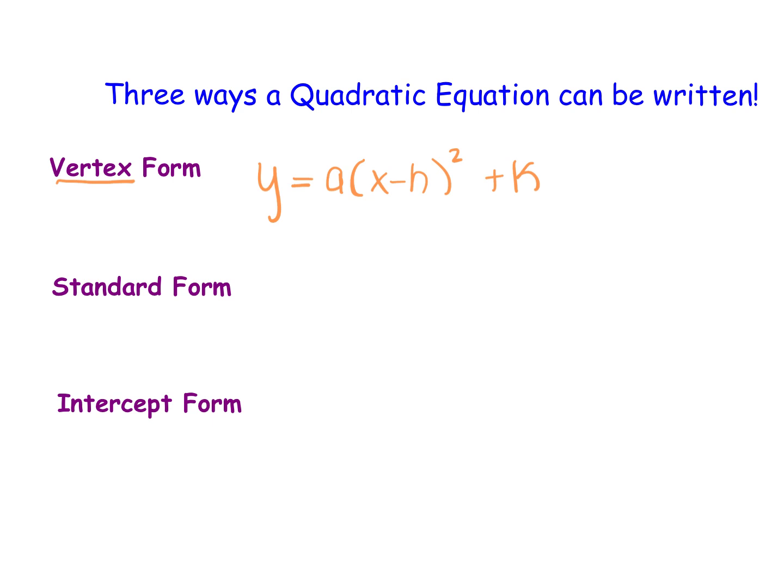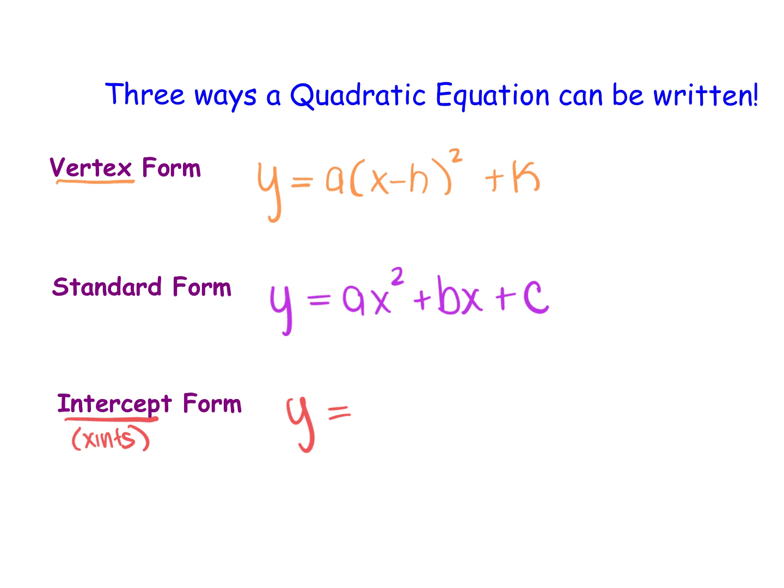We then have standard form, which is where everything gets multiplied out and then like terms are combined. This one looks like y equals ax squared plus bx plus c. And then finally we have intercept form, which is going to give us the x-intercepts contained within it. This form will look like y equals a times x minus p times x minus q. We'll talk about these further and why there are subtractions here in this general form. But these are the three general forms that a quadratic can be written in.